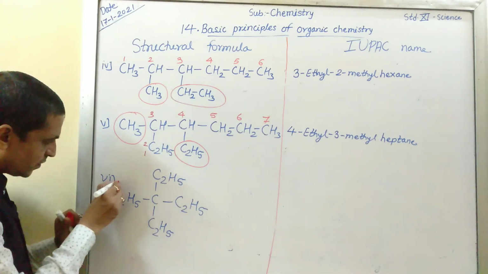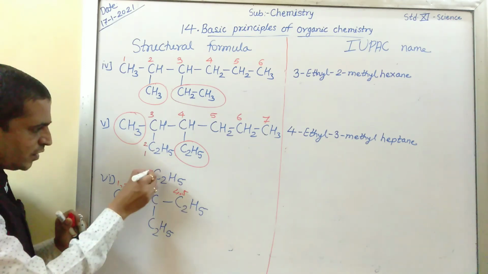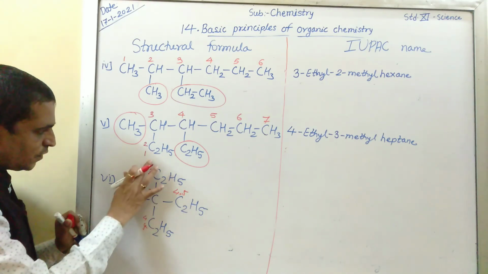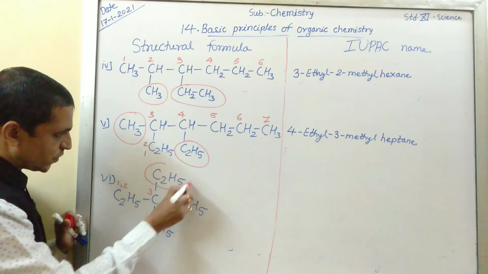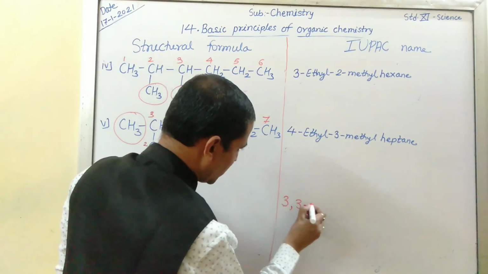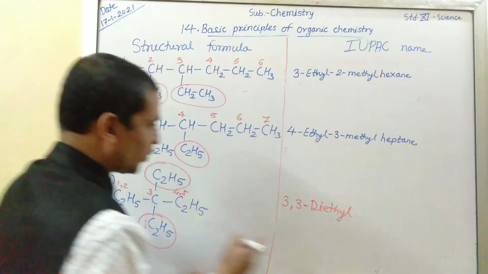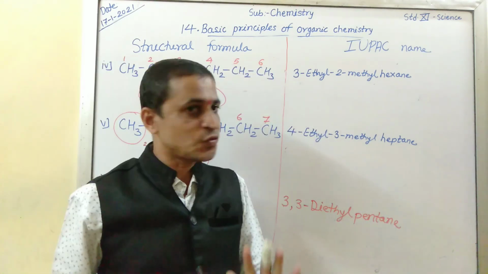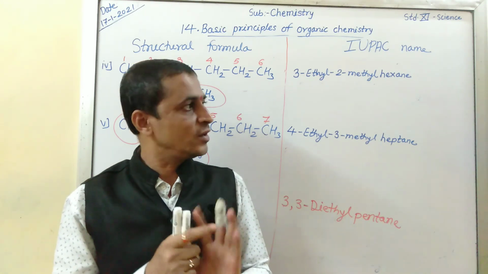Here you can count anything: 1, 2, 3, 4, 5. If you count this way, 1, 2, 3, 4 and 5, we consider only this numbering. At the third position, 2 ethyl groups are there, so you get 3,3-diethyl. The parent chain is pentane. Diethylpentane. Understood how to write the common name and IUPAC name of organic compounds.